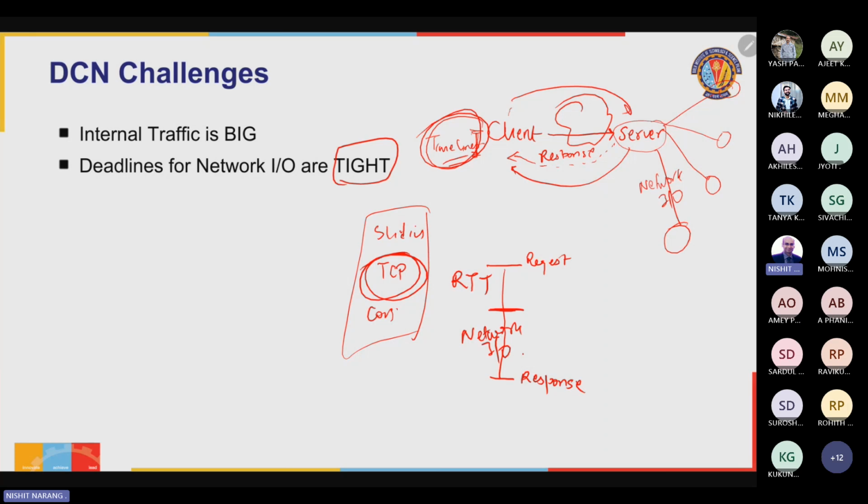There's not a lot of luxury for servers to communicate with each other. There's some millisecond time frame within which they have to do this entire thing together very, very quickly so that the response can go back to the client in time. That's one of the biggest challenges for the data center network beyond the traffic itself.